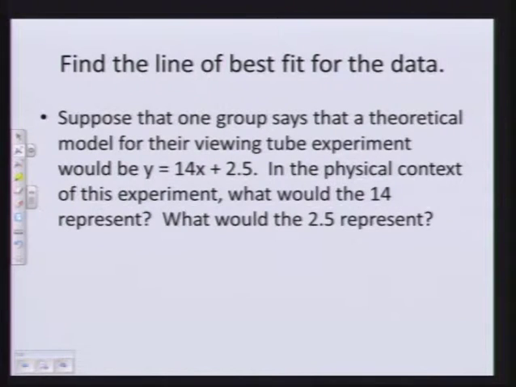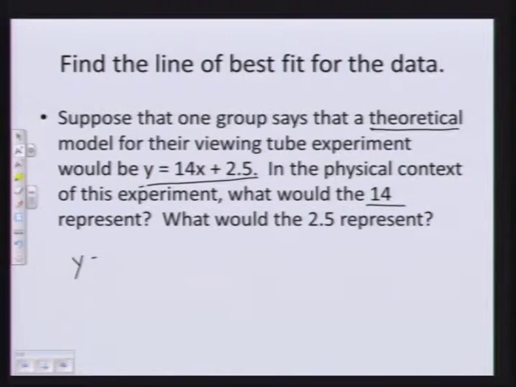So once you get your data, you would then go to your calculator and find your line of best fit for it. And I have just made up an equation for a line of best fit here because I want to concentrate on the interpretation of it. Suppose that somebody tells you that the theoretical model for their viewing tube experiment would be y equals 14x plus 2.5. My question is, what would the 14 represent on this?